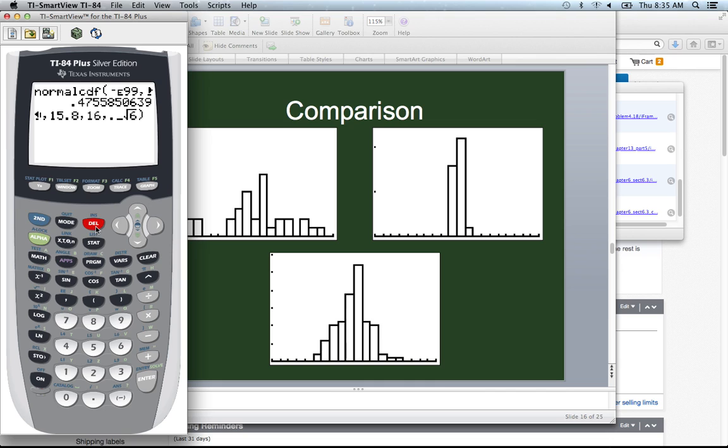Second, delete to put the calculator in insert mode. So 0.5 over the square root of 6. And okay, so either way, the p-value here is about 16%. So either way, we have no evidence.